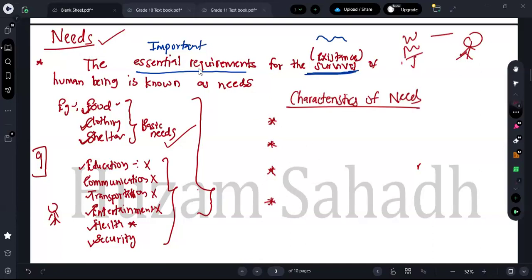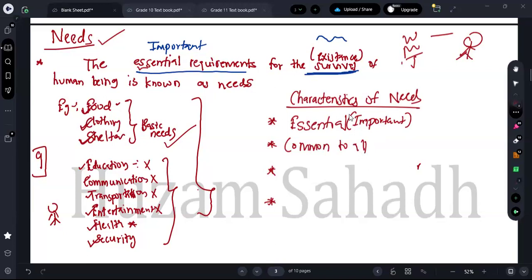What's the first important thing? Needs are essential. In other words, we can say it is important. So that's the first characteristic of needs. Second one, it's common to all, right? It's common to all.